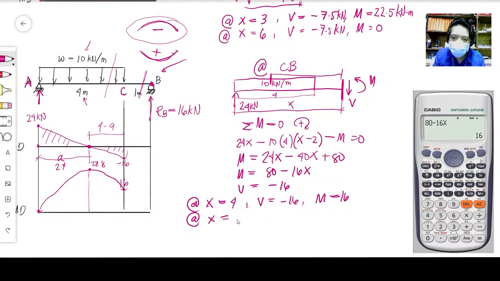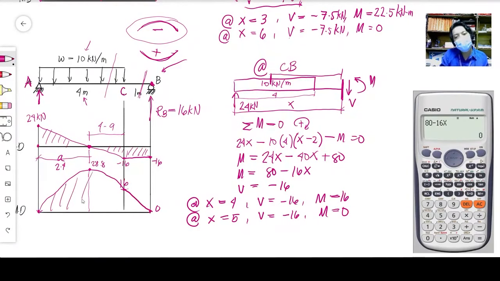At x equal to 5, the shear is, of course, negative 16, and your moment, when x is 5, is 0. The shear is a straight line at negative 16, because the slope of the moment diagram is constant. The moment is a straight line too, since the shear diagram is horizontal. So this is your shear diagram. Take note, the degree of this curve is 2. That's how you solve for the shear and moment diagram.